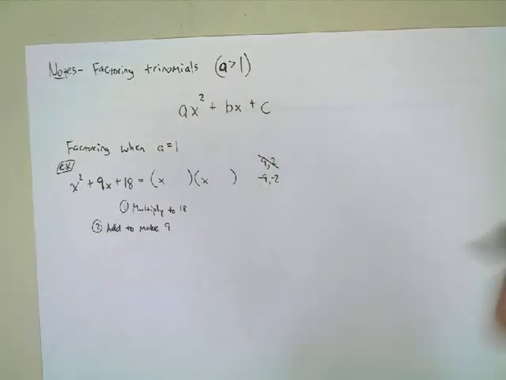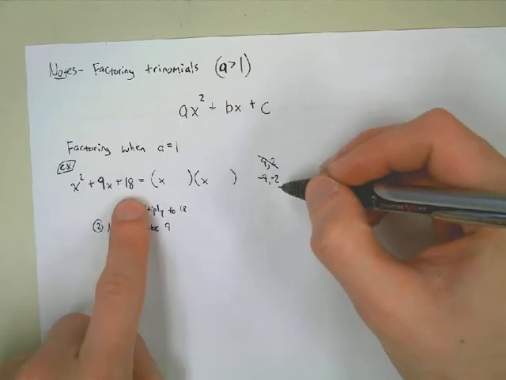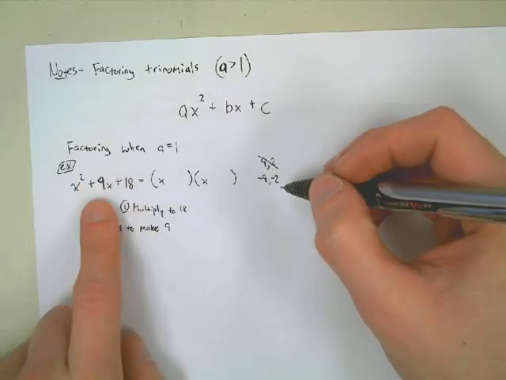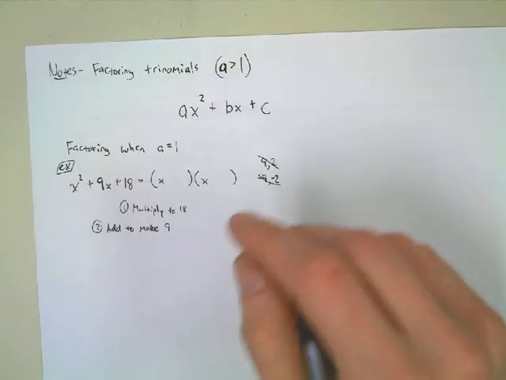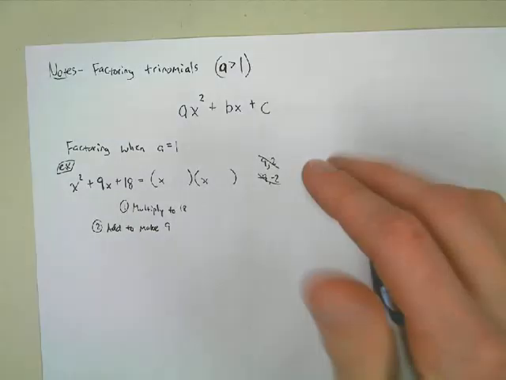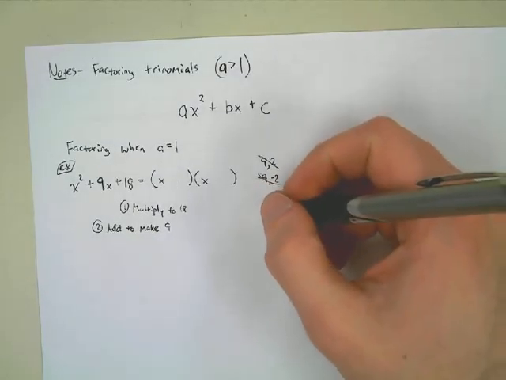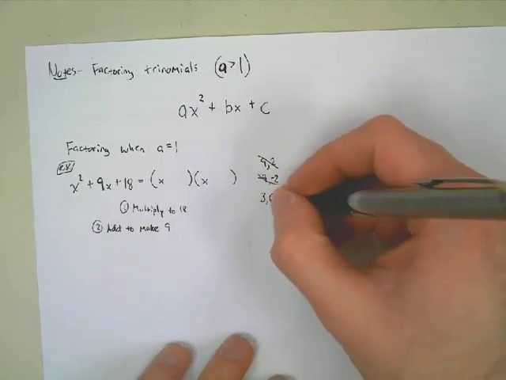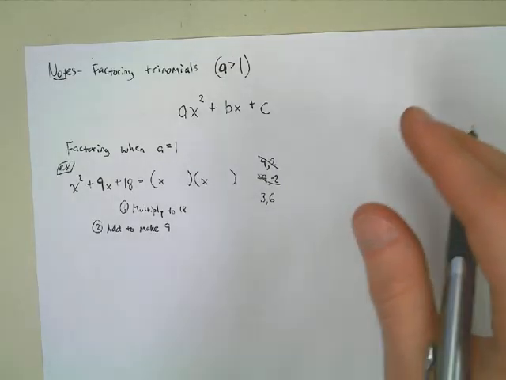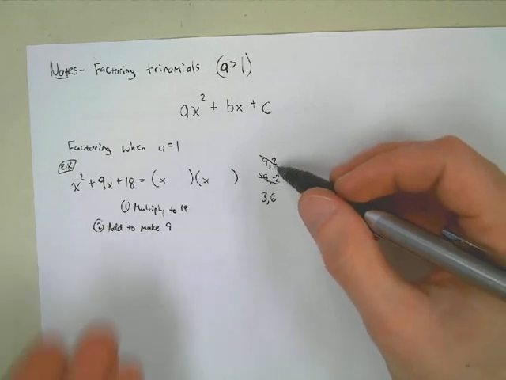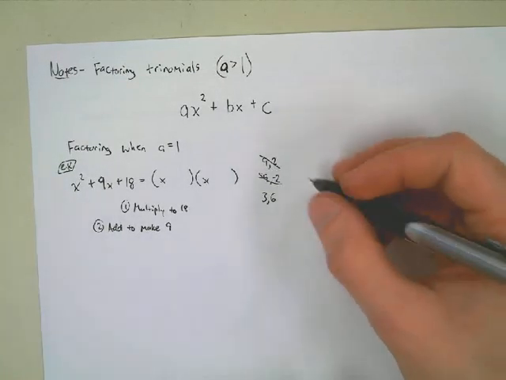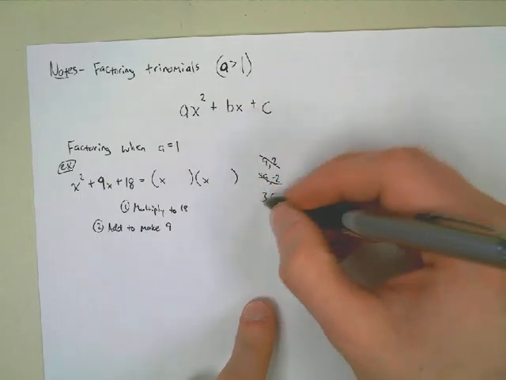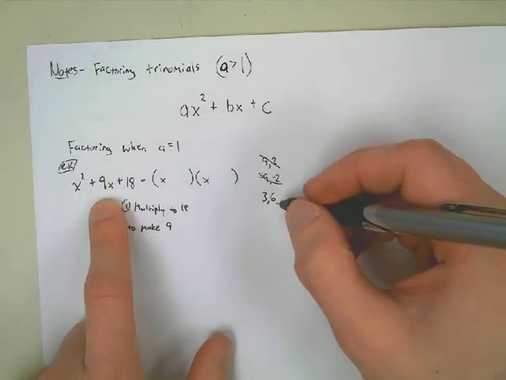So 3 and 6 is another alternative. And Taylor, by the way, this is the process. Sometimes you guess incorrectly, and then you keep looking for other things that multiply to make 18. So 3 and 6 multiply to make 18, and do they add to make 9? Yeah, they do. So x plus 3 and x plus 6 is what this trinomial factors to be.